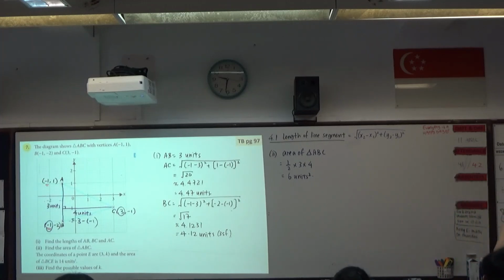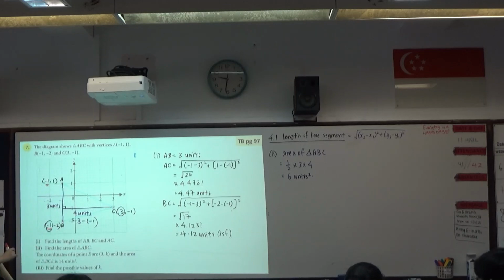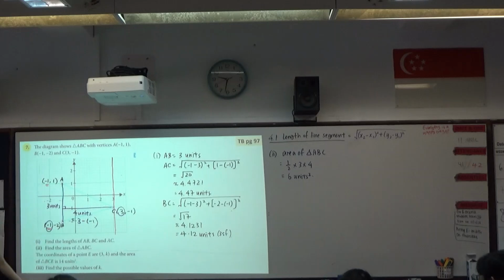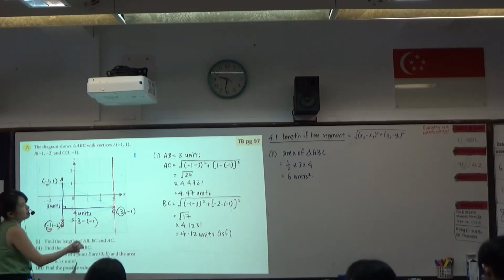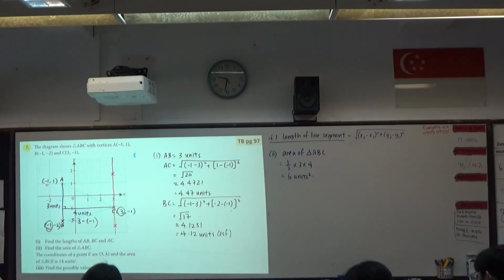Yeah. Go ahead. Okay, part 3. Part 3 wants us to find the possible values of k given that E has a coordinates of (3, k). So if you were to place the point E into the diagram, we know that it has an x coordinate of 3. That means that it is somewhere around here. It is along this vertical line here. Okay? We do not know its exact position. But we know that the area of triangle BCE, so B being here and C being here, and E may be somewhere here or somewhere here, the area is going to be 14 units square.